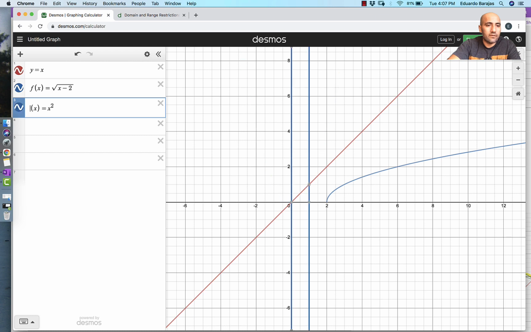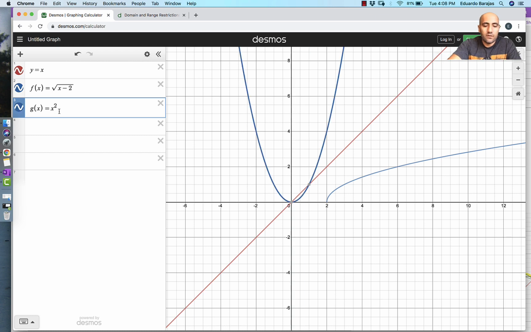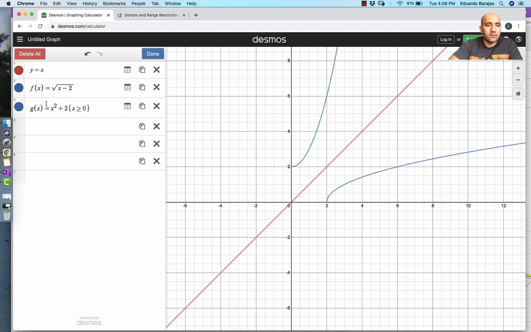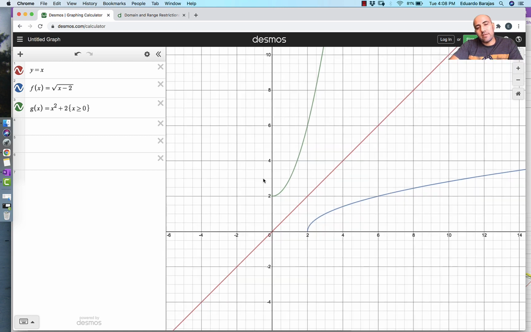Oh, well, I'm just going to have to label it g. Plus 2, but it's restricted, so restricted for x being greater than or equal to 0, curly bracket. So I want to restrict the domain, and let's make it the color green. There, so that's what I was attempting to do. So this is the same thing, only better.